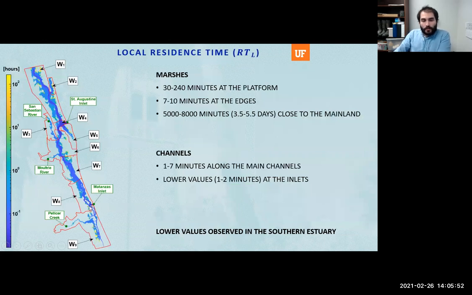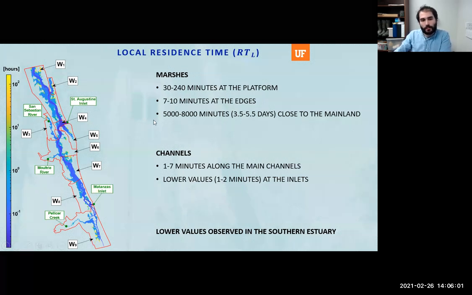So to start, we have some results about the residence time, the local scale residence time, which is calculated over the grids I described before.